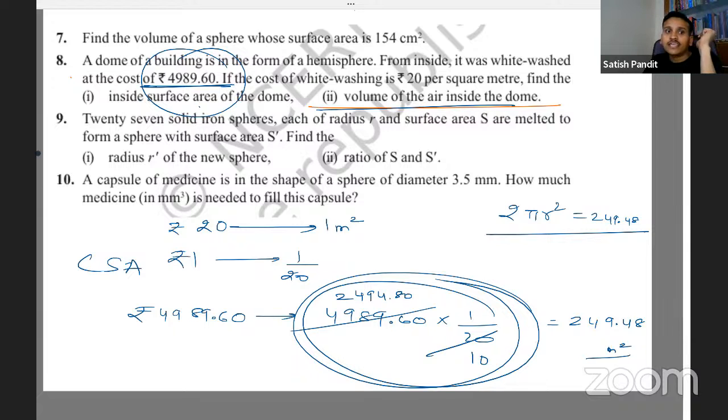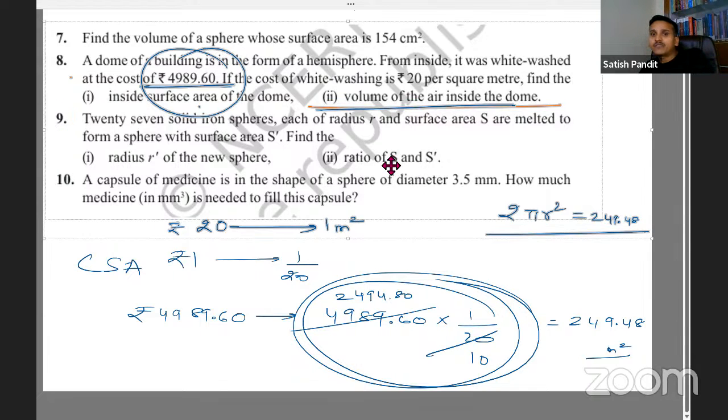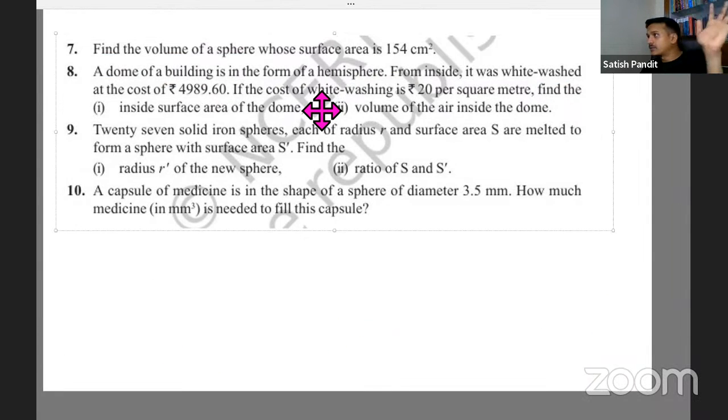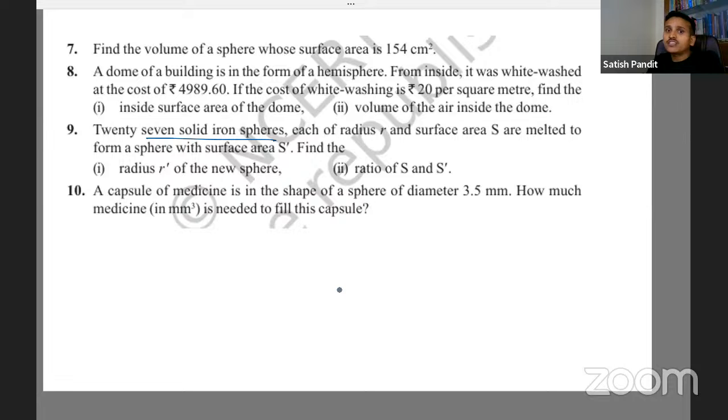Okay. Next, 9th question, I'll discuss. I understand it's time up, but please wait. We'll finish it off quickly, because next class I want to start with another chapter. Okay, this is over. 27 solid iron spheres, each of radius r.